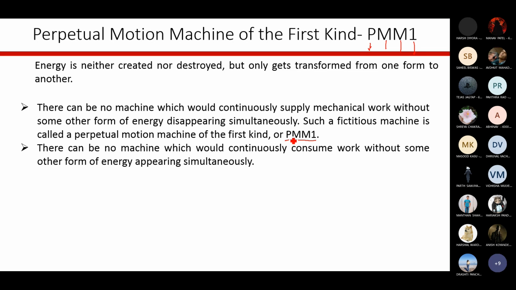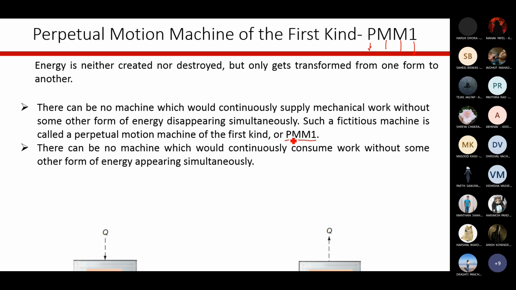So this is the ideal scenario. So you may think about it, right? Then the second statement: there can be no machine which would continuously consume work without some other form of energy appearing simultaneously. So this is the converse of what is written in the first statement. There can be no machine which would continuously consume work without some other form of energy appearing simultaneously. It means you cannot produce a machine which will only consume energy and will do nothing, right?